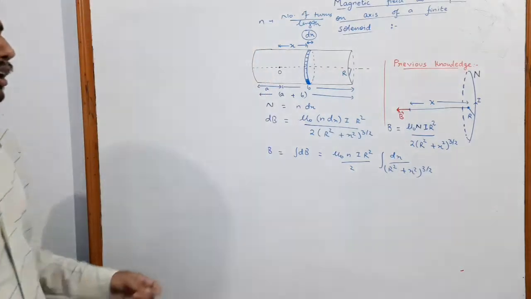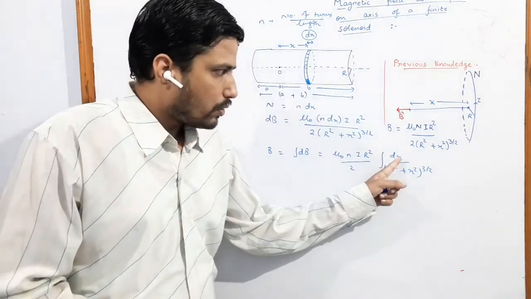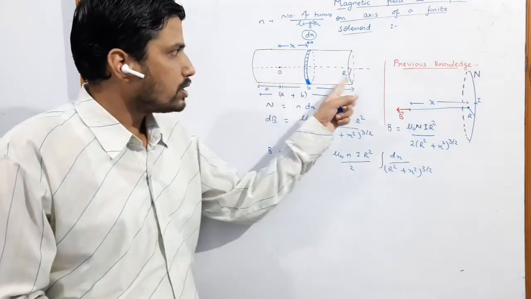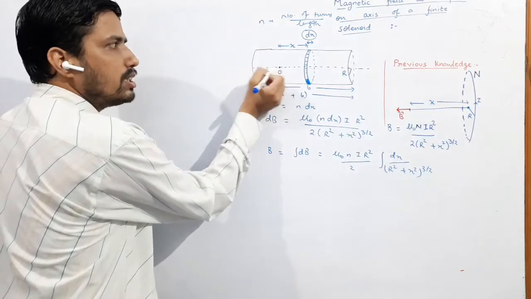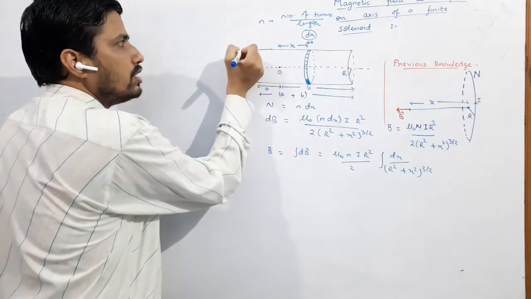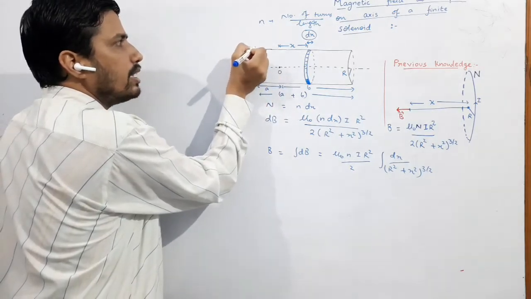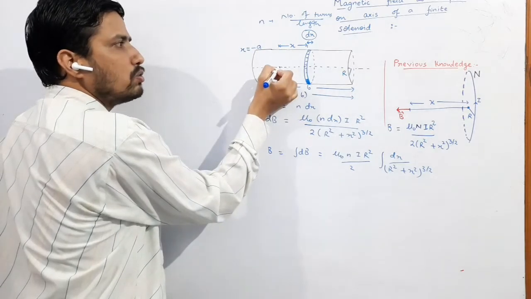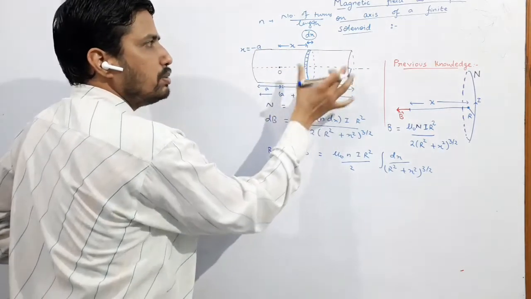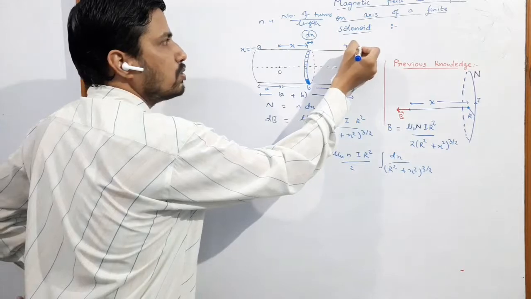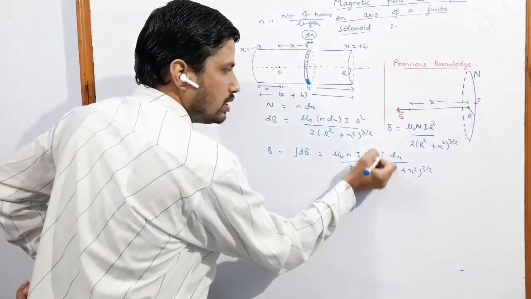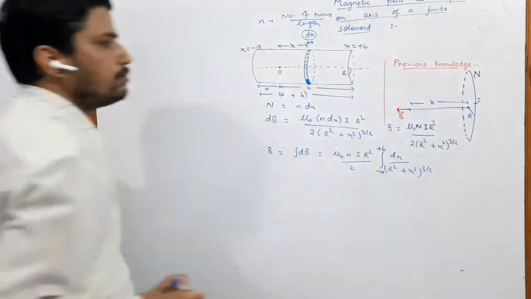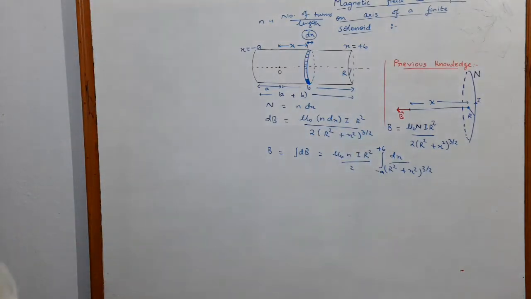Now in this integral, the limit of x should be from left end to the right end. So x is equal to minus a over here. See, this we have taken as origin. This distance is a. So we write x is equal to minus a. This is x is equal to 0. And this distance is b. So we'll write this as x is equal to plus b. So from minus a to plus b are the limits of the integration.